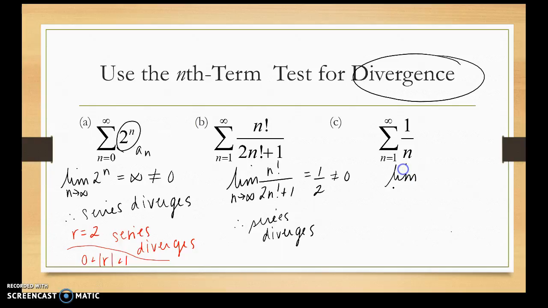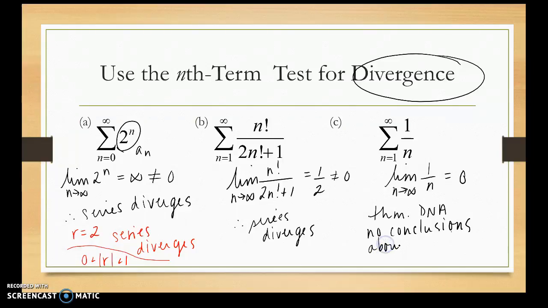Limit as n approaches infinity of 1 over n is equal to 0. So what does this mean? This means the nth term test does not apply. So that's what we'll be working on further. What are some other tests that we can use to prove convergence or divergence of a series? The theorem does not apply, and what does that mean? We don't know. No conclusions can be made using this test about the convergence or divergence of the series. Okay, see you in class.